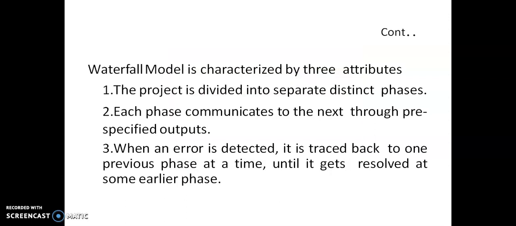The waterfall model is characterized by three attributes. They are: the project is divided into a set of separate distinct phases. Each phase communicates to the next phase through pre-specified outputs. That is, the output of one phase becomes the input for the next phase. When an error is detected, it is traced back one previous phase at a time until it gets resolved at some earlier phase. That is, it is backtracked. It moves from one phase to the previous phase.